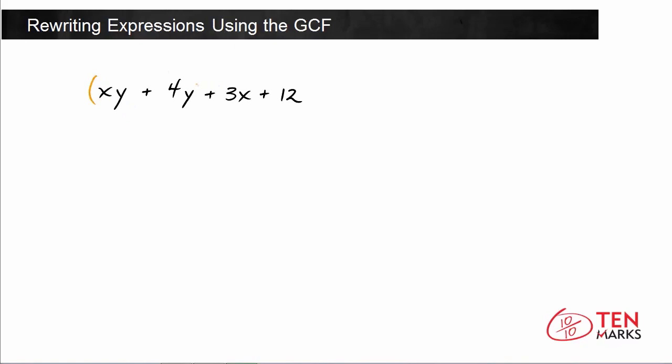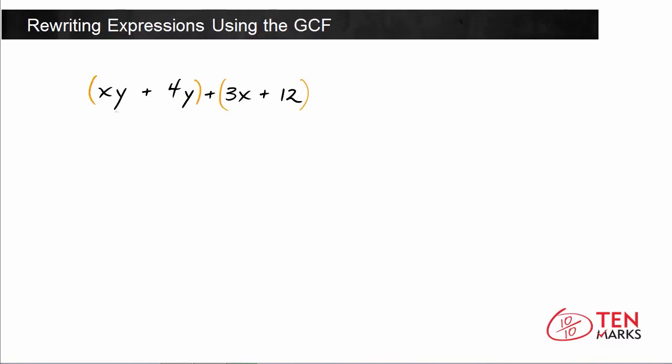So I'm going to group the first 2 terms because I see that both terms have a y variable, and I'm going to group the last 2 terms because I know that 3 and 12 are multiples, right? So 3 times 4 is 12. So I know that I can factor these as well. So let's begin with the first parentheses.